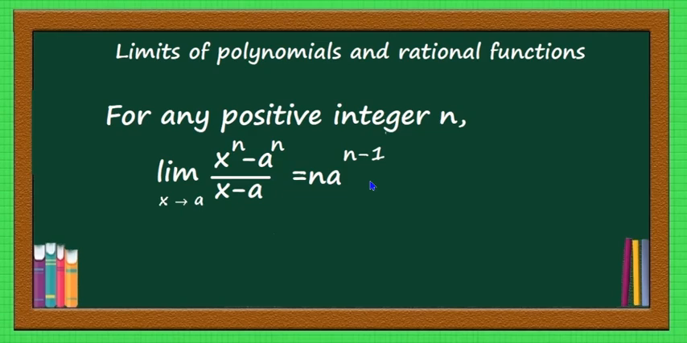The first one is, for any positive integer n, limit as x approaches a of x power n minus a power n divided by x minus a is equal to n a raised to n minus 1. And this result holds even when n is a rational number. We have the proof of this only for integers, and this also holds when it is a rational number.